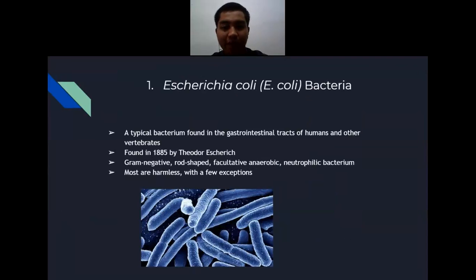So first, E. coli is a typical bacterium found in the gastrointestinal tracts of humans and other vertebrates. It was found in 1885 by Theodor Escherich, who was studying human feces. In short, E. coli is a gram-negative, rod-shaped, facultative anaerobic neutrophilic bacterium. Most of the strains are harmless with an exception of a few, such as the O157:H7 E. coli strain, which can cause stomach pain and also intestinal problems.